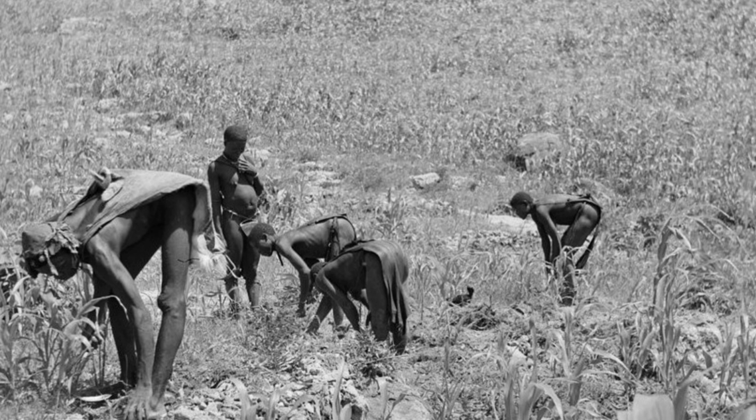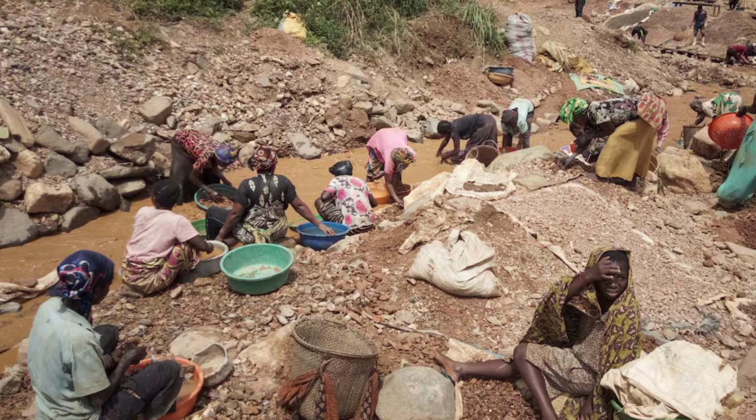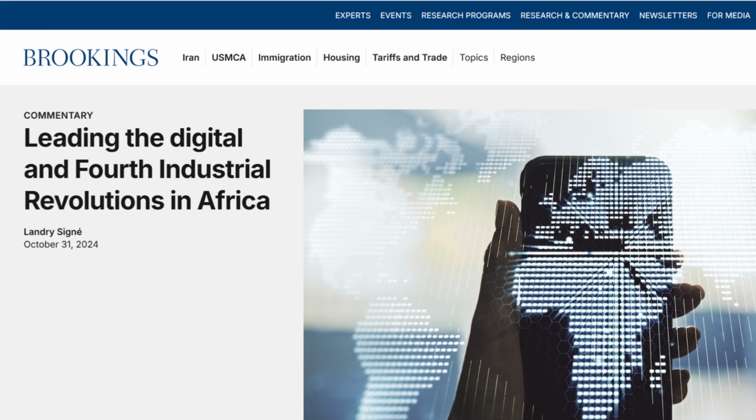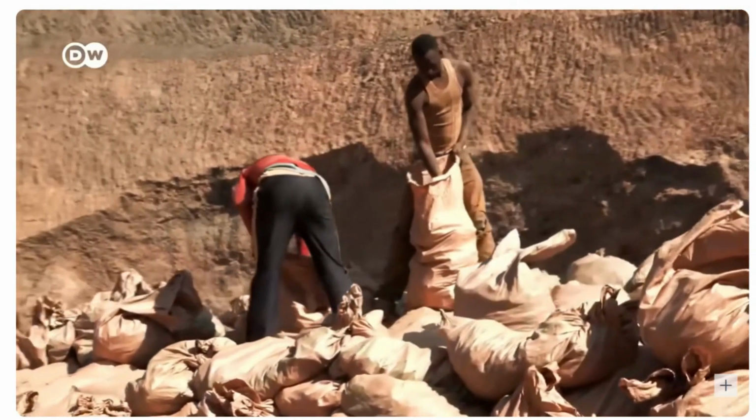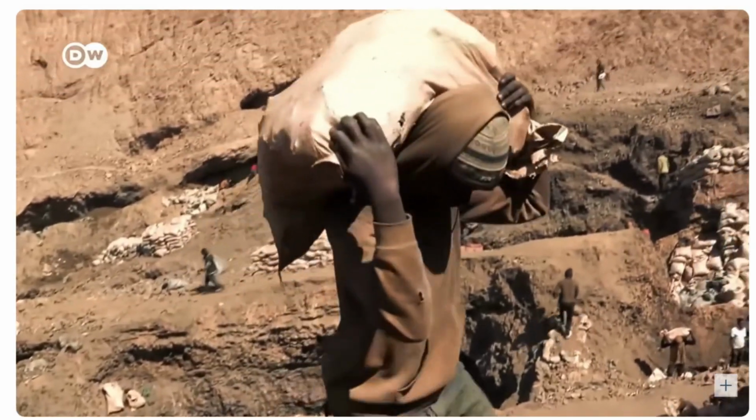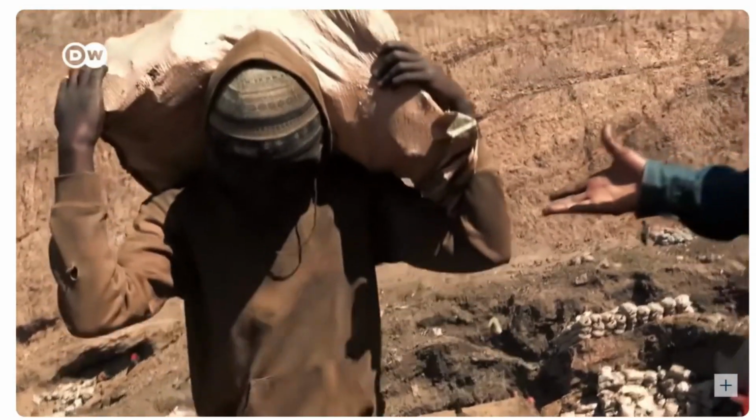Historically, under colonial rule, the continent provided slave labor and raw materials for the first two industrial revolutions, and now supplies critical minerals like cobalt and lithium for the digital fourth industrial revolution. But this has caused serious environmental challenges.